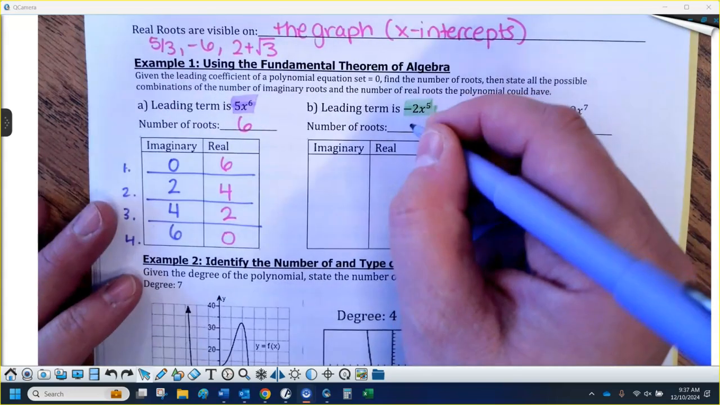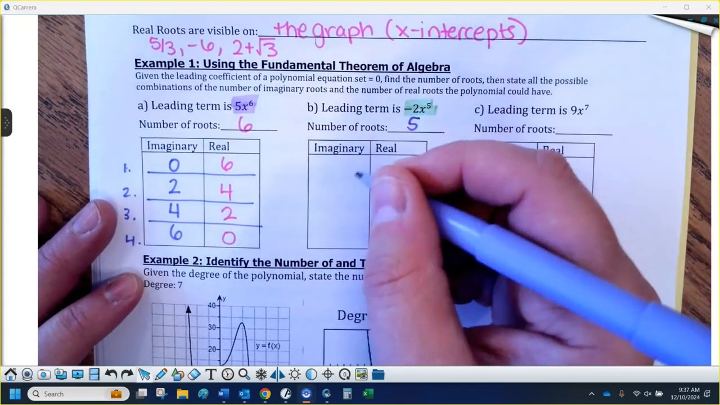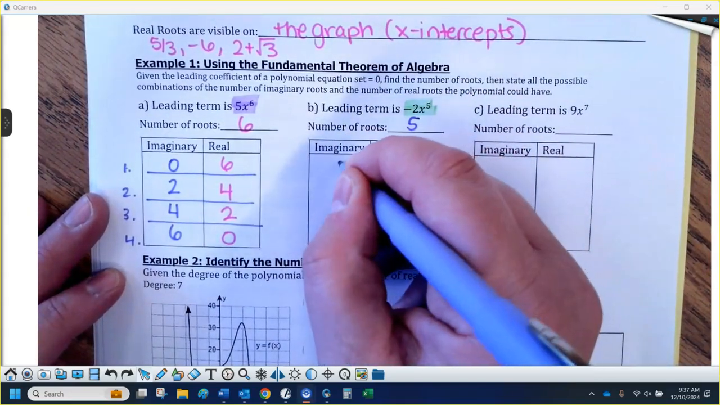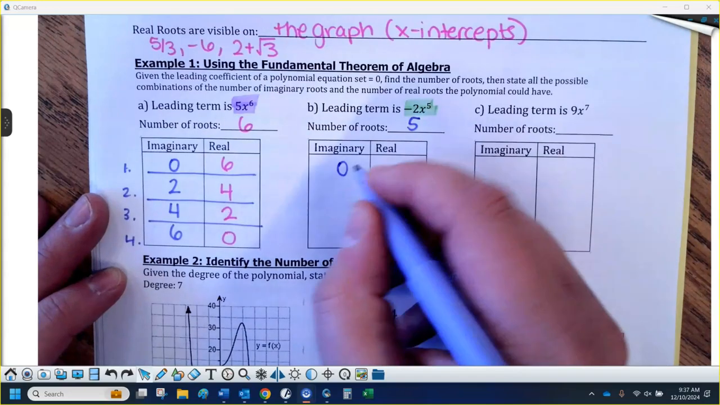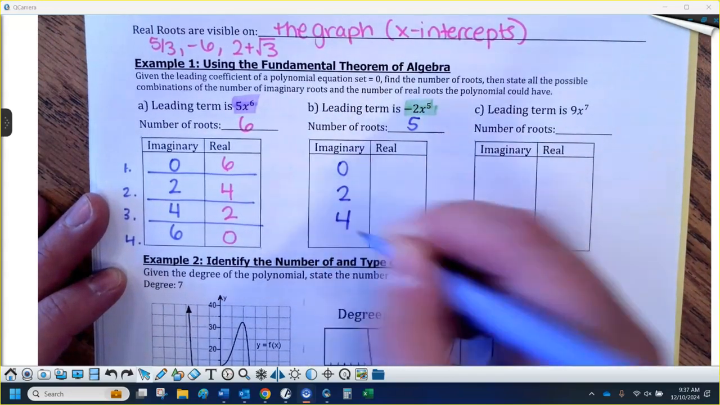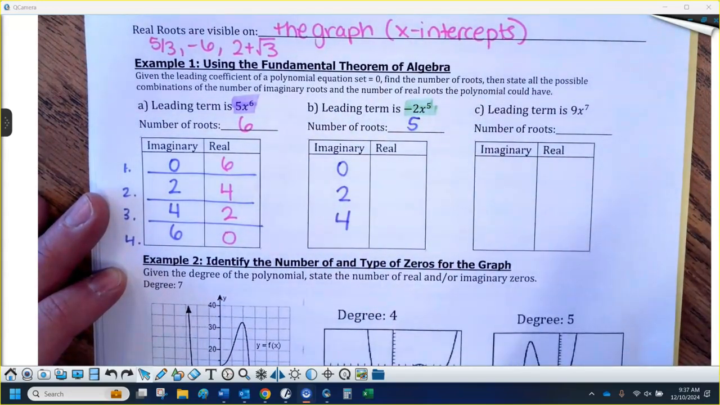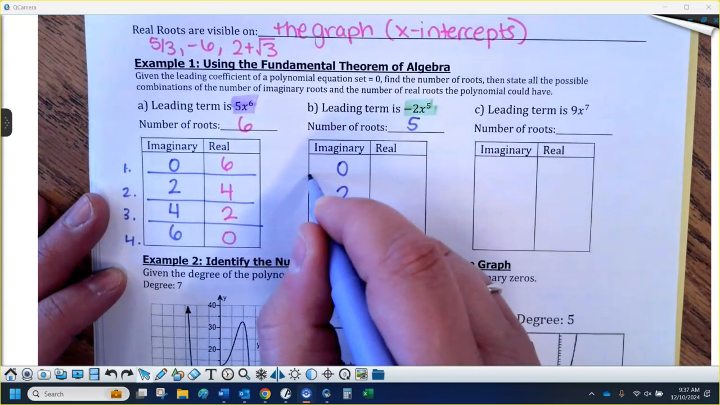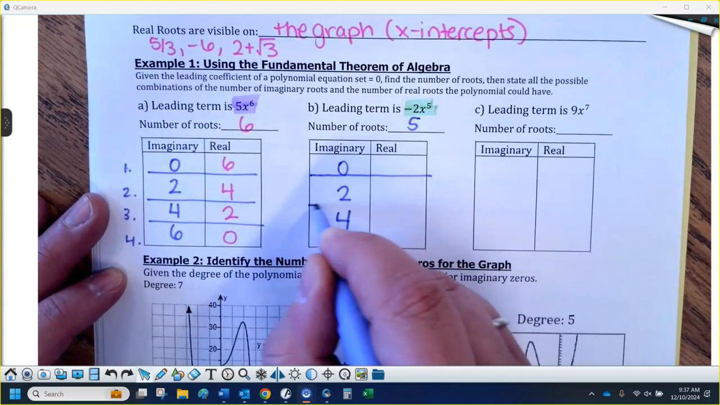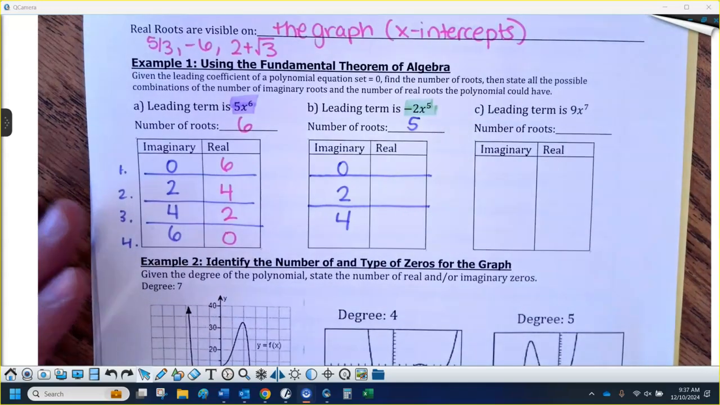5. All right. So again, I just start with the imaginary. They have to come in pairs. So I just start with 0 and just even numbers: 2, 4, would I go up to 6? 6 would be too many because I can only have 5. So for this situation, we would have 3 options.